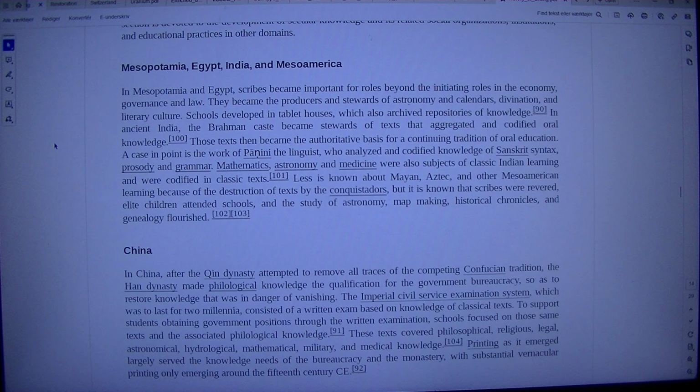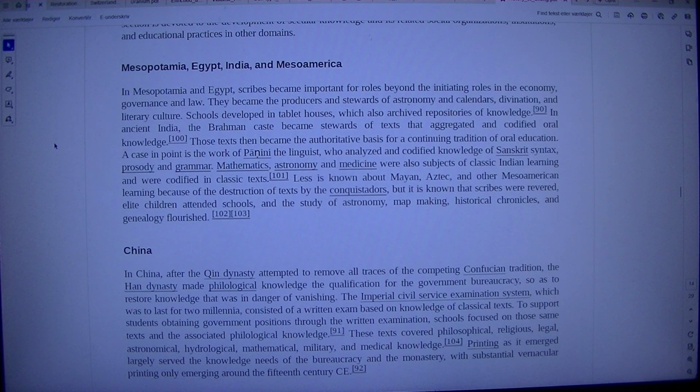Less is known about Mayan, Aztec, and other Mesoamerican learning because of the destruction of texts by the conquistadors. But it is known that scribes were revered elite children, attended schools, and the study of astronomy, map-making, historical chronicles, and genealogy flourished.